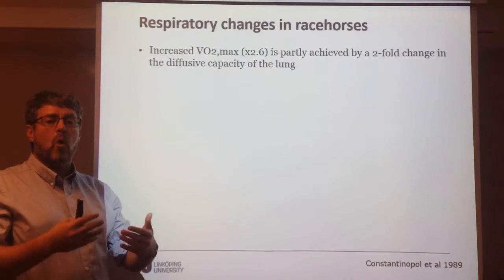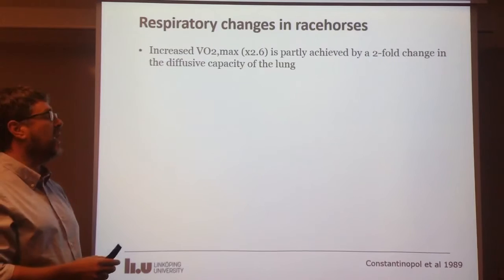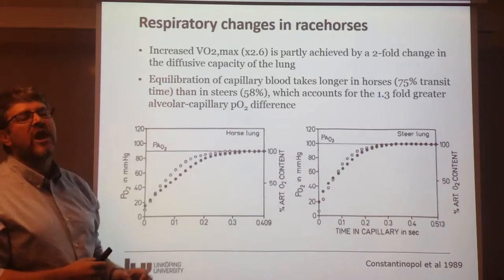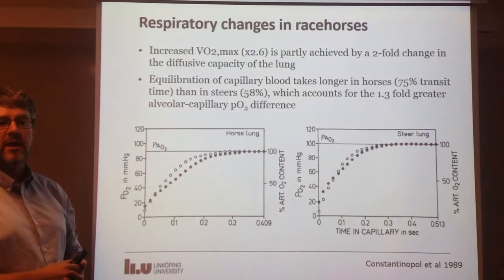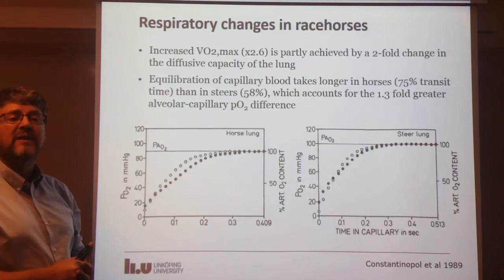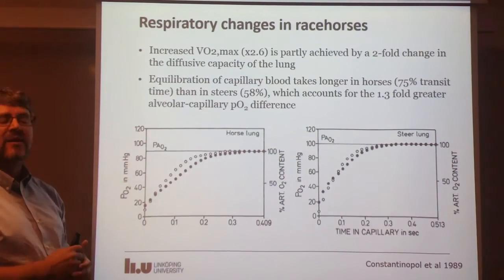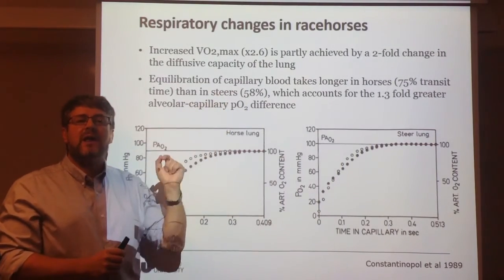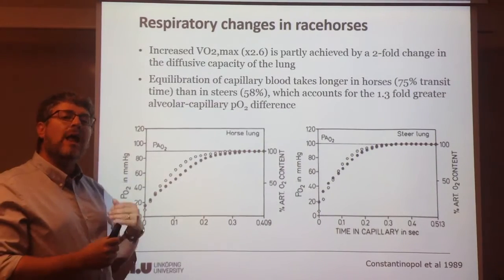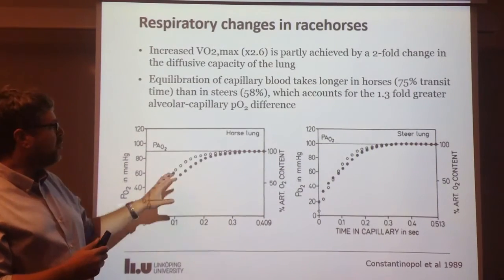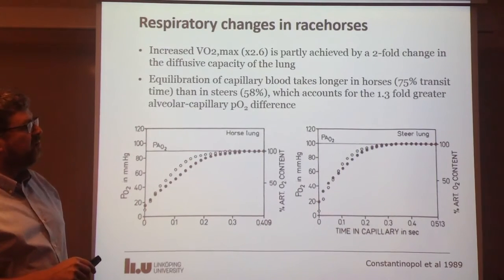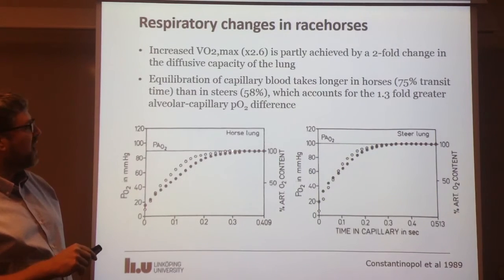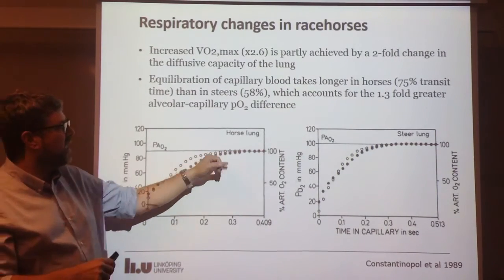Therefore, that also explains this increase in maximal oxygen consumption. The remaining change in the respiratory capability for transporting oxygen, this 1.3-fold greater, actually resides at the level of how the blood equilibrates in its transit through the lung. And what you can see in these graphs is that in the steer lung, full oxygenation is reached before it is in the horse. So the horse has a larger capability for loading.